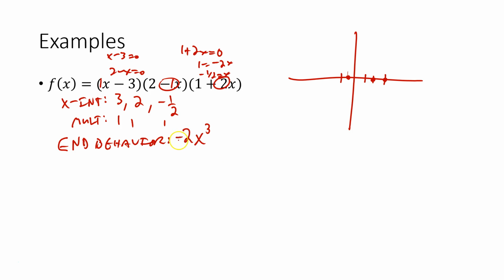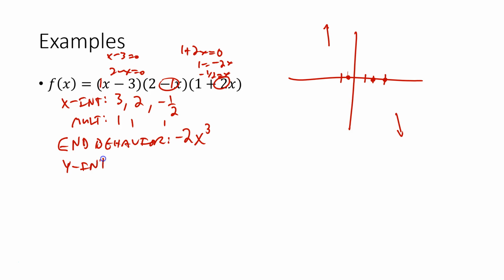So because it's negative, and we have an odd degree, it's going to start from up at the top, like that, and it's going to end down at the bottom. That was one of the ones from our grid yesterday. Now we just have to see where our y-intercept is, and we'll be done.